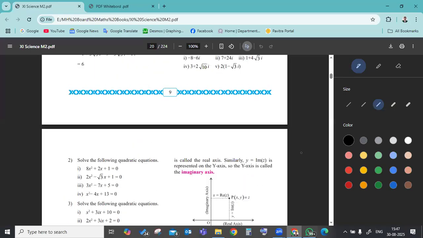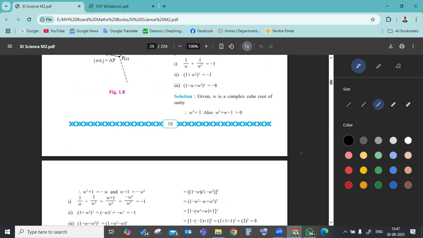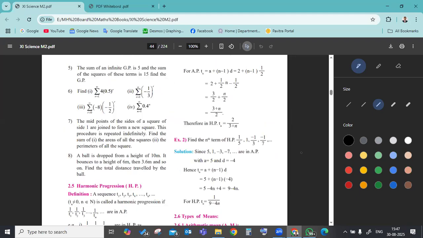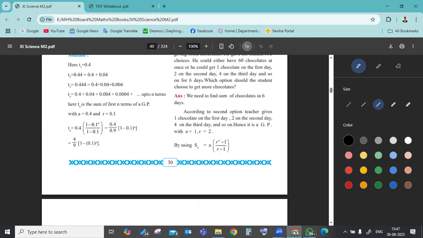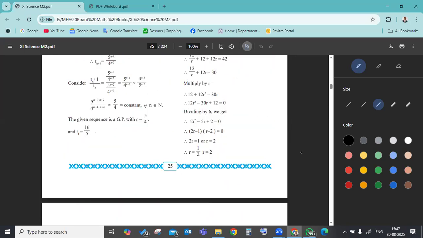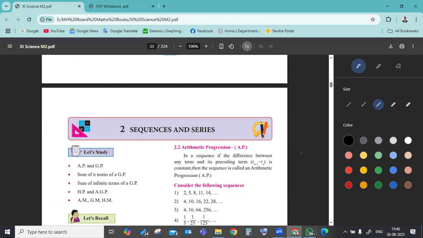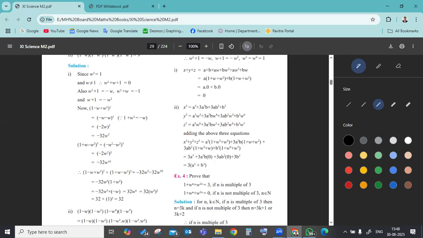Actually, we were doing complex numbers. Yes, we were doing complex numbers, right? Yes. And in complex numbers, we saw how to find the square root of a complex number, right? Okay, yes. So let's do some examples on square root of a complex number and then proceed further.